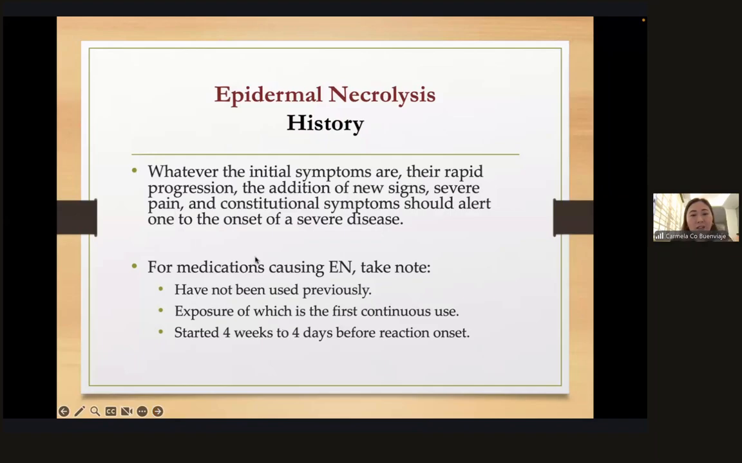So again, just to guide you in getting the patient's medication history on what to suspect, usually they are medications that have not been used previously, or if they have been used previously, they already also caused a reaction, and the exposure of which is the first continuous use, and it was started around 4 weeks or as far as 8 weeks to 4 days before the reaction onset.